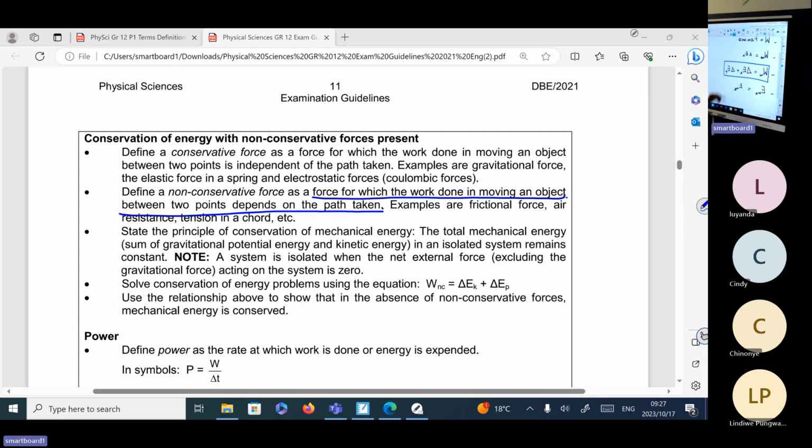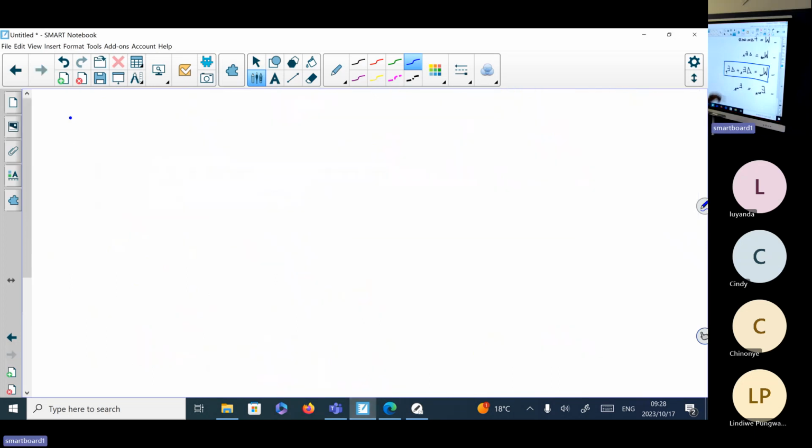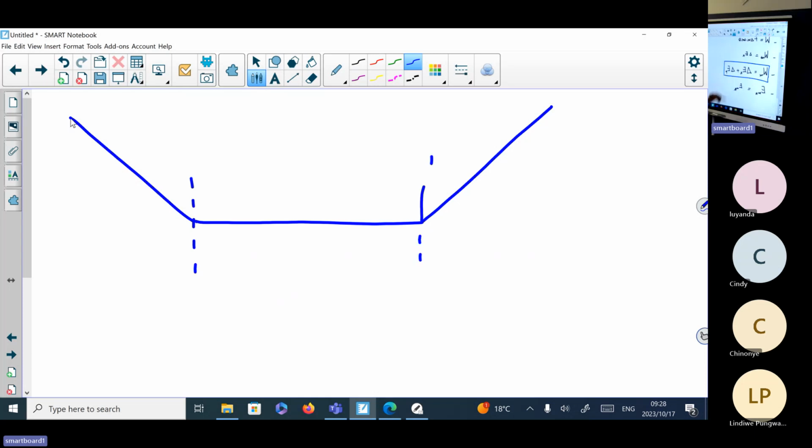And then notice that here, there are 3 different paths. The first path was of this orientation, that is the first path. The second path was of this orientation. And the last path was of that orientation. These are 3 different oriented paths. Your frictional force will depend on the path.